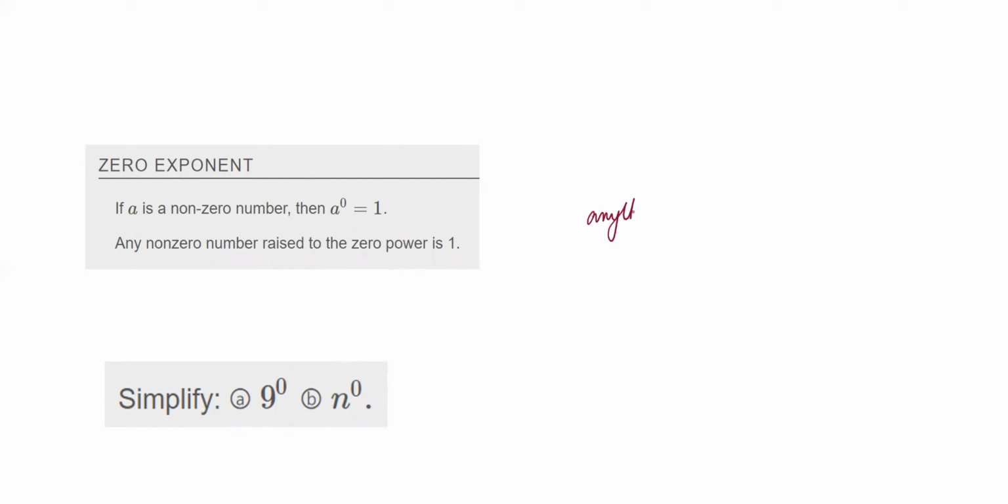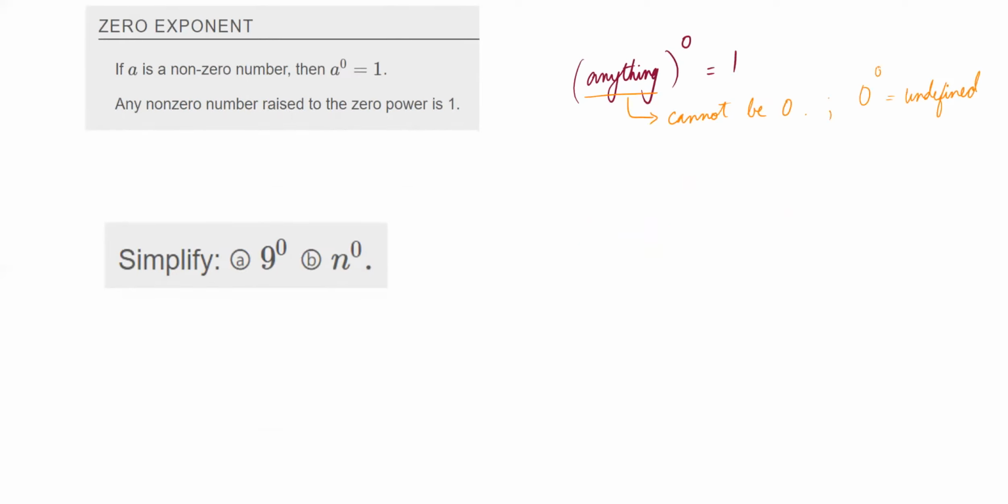So I'll just say anything power 0 is 1. Put the 0 properly. This anything cannot be 0. Okay? 0 power 0 is undefined. Can't really define it. So just remember that, okay? We won't try to trick you, but it's good for you to remember that it cannot be a 0 in the base. All right, so let's come over here.